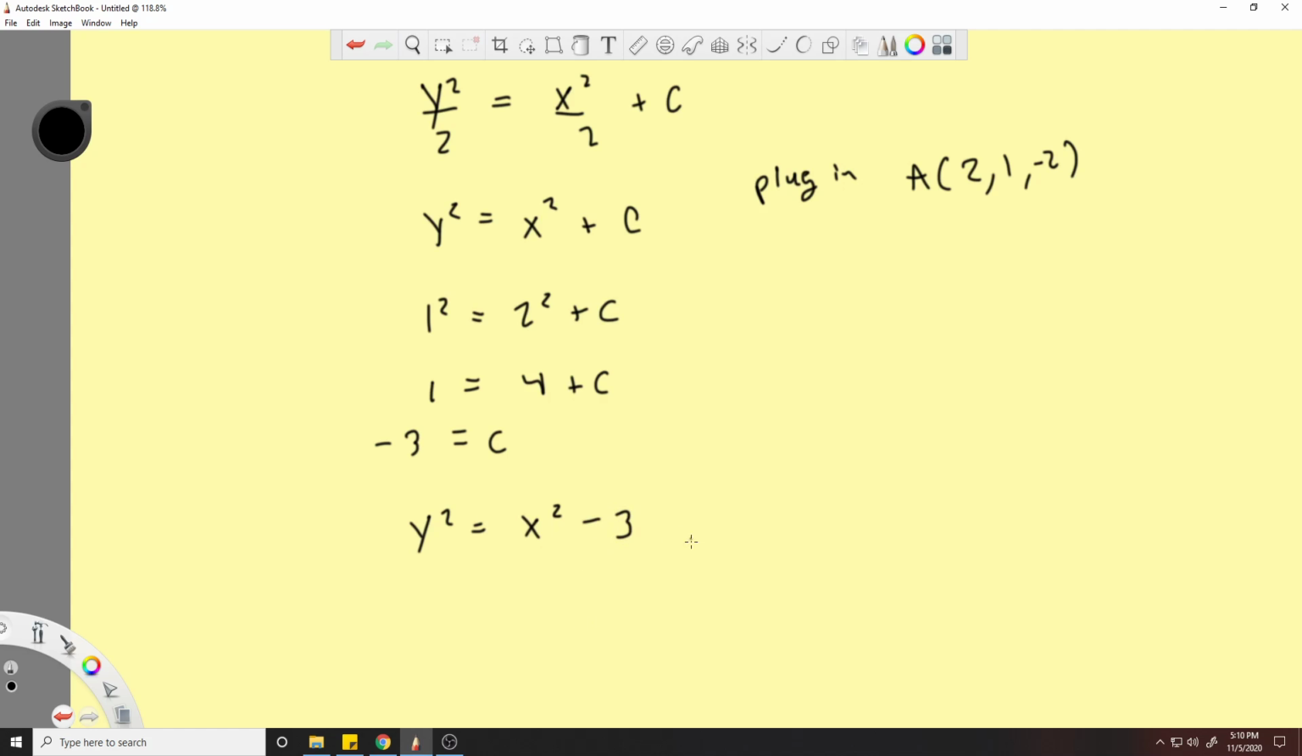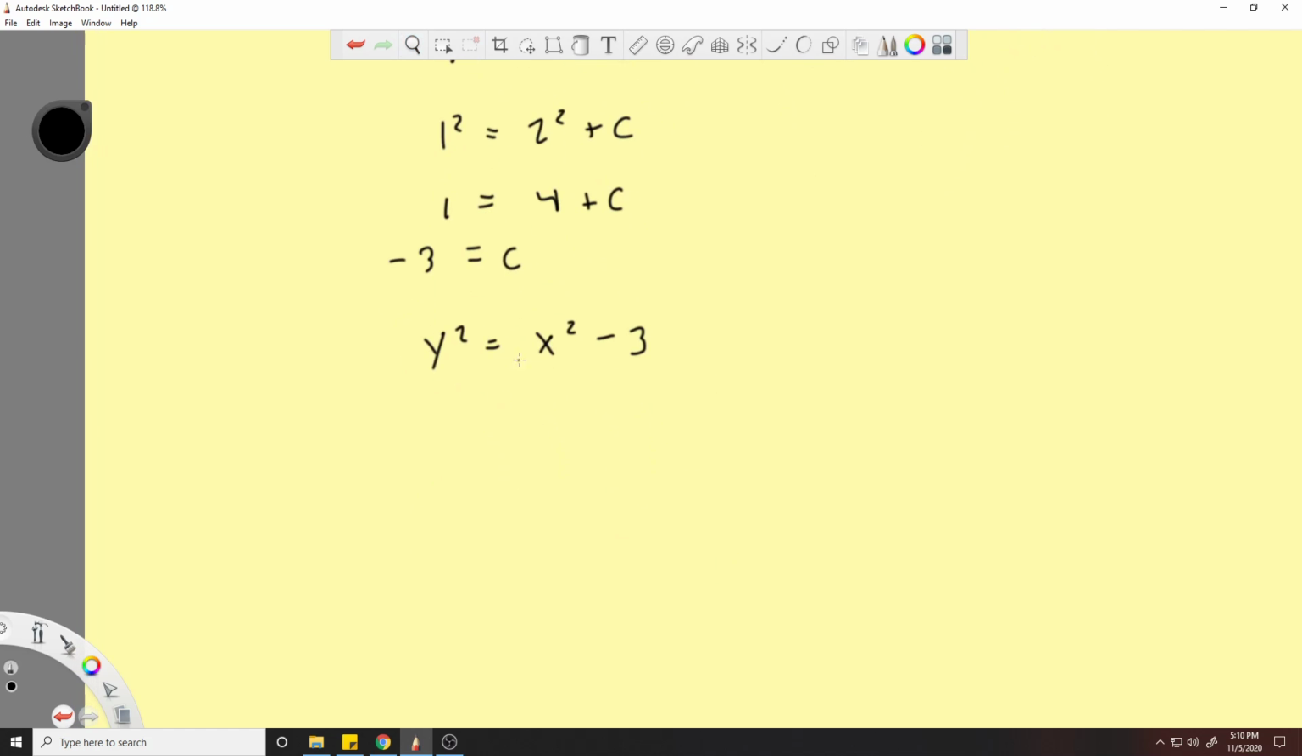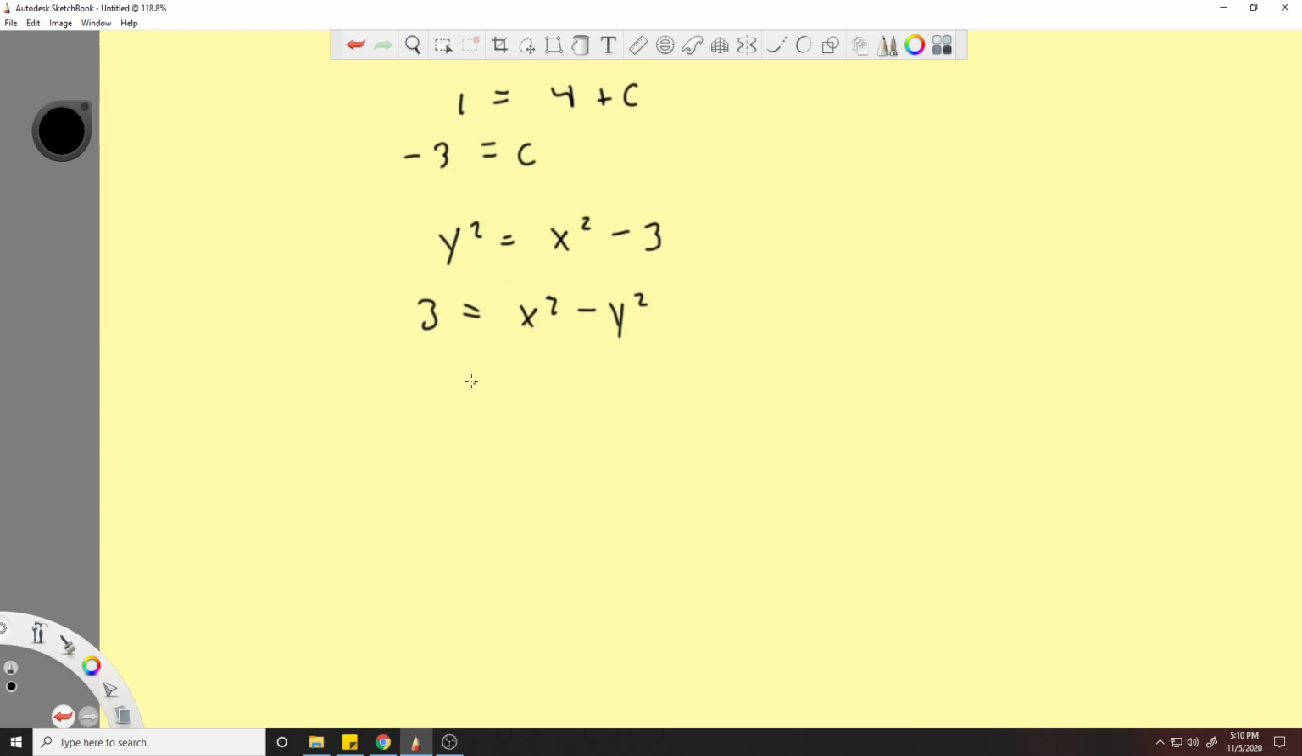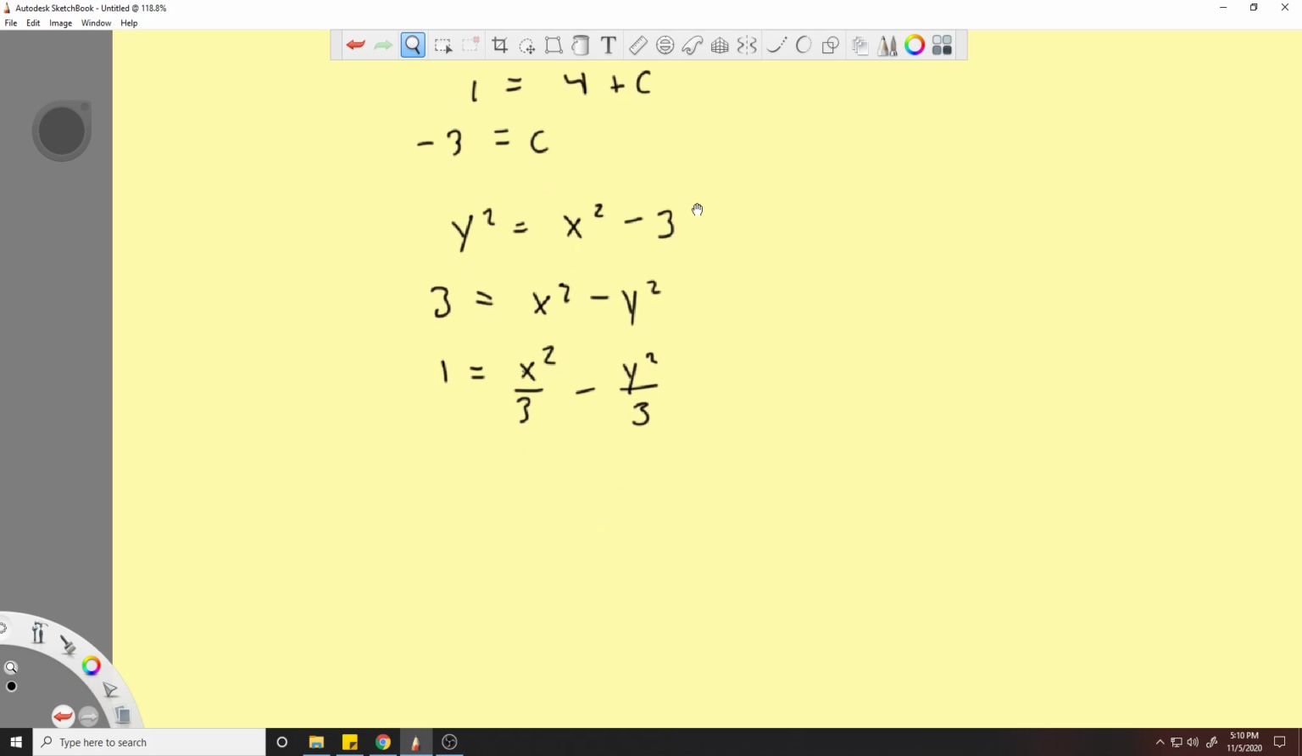The book has this equation, but it's a little changed, so I'll manipulate it as well. Add the 3 over, subtract the y squared over, so you're going to have 3 equals x squared minus y squared, and then divide by 3. I don't know if this is a special format of some sort, but regardless, there it is. So that's part A. That's all you have to do.